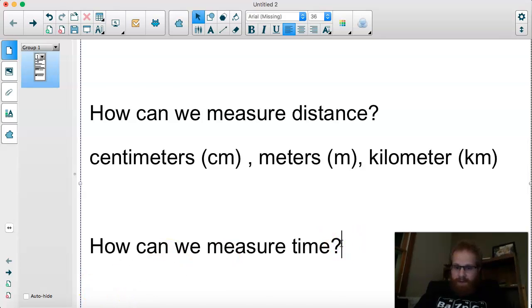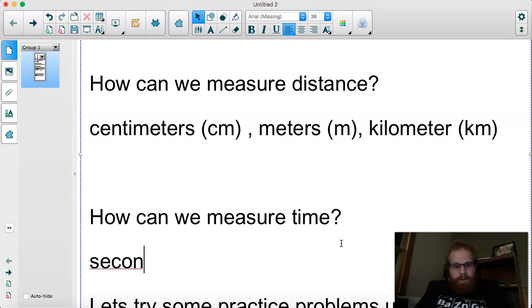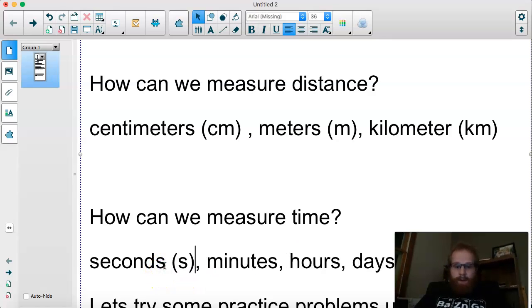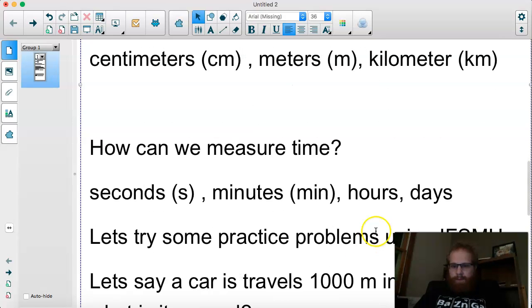Seconds, right? We can measure it in seconds, definitely. We can measure time in minutes or in hours or days. These are all great units of measurement to measure time. Over the next couple of days, we will primarily be using seconds. However, you might occasionally see some of these other terms abbreviated as such.